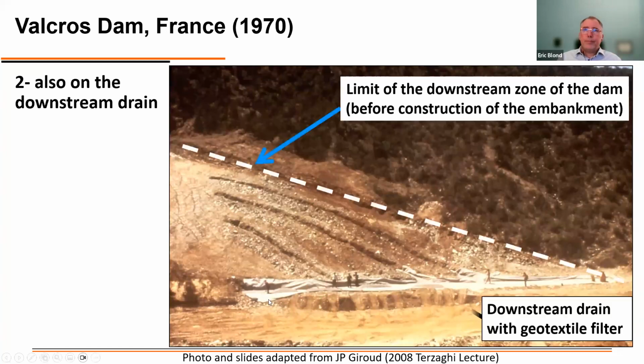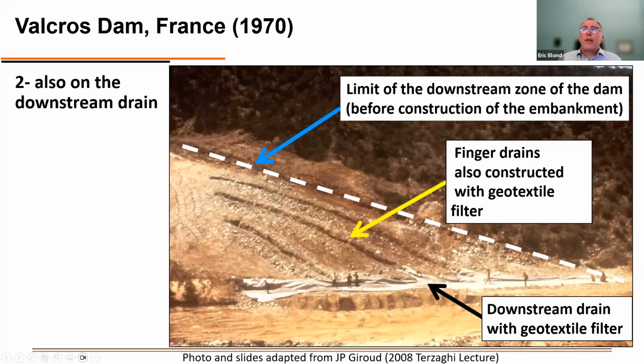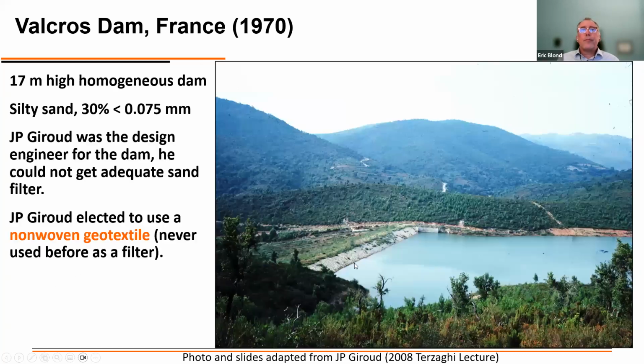So you can see here the limit of where the embankment is going to be eventually. And you can see the geotextile filter, which is on top of the finger drains, which are there. This was a 17 meters high homogeneous dam.